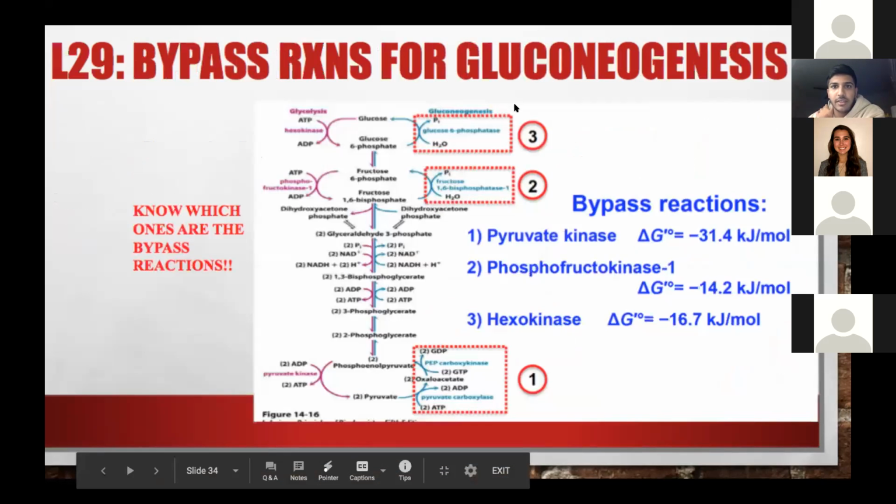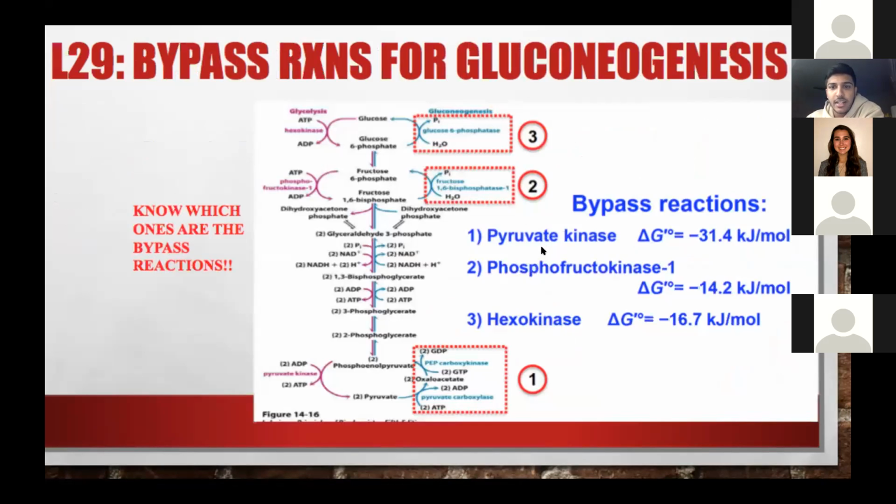And so that's basically the precursors. Those are important. And so in terms of the bypass reactions, you're going to have pyruvate kinase, PFK1, and your hexokinase. So just a good way to see which ones are the bypass reactions, you're going to see that it's going to be your first step in glycolysis, your last step in glycolysis, and that committed step. So first, last, and committed. Those are the 3 that are going to be replaced with different enzymes. And so I would really know which ones are going to be the bypass reactions.